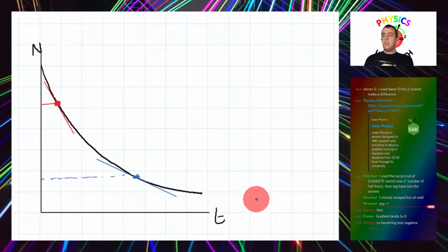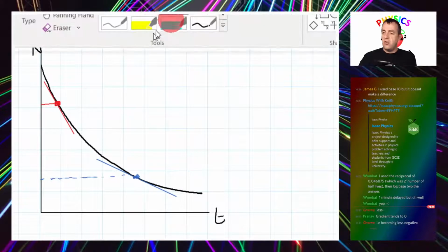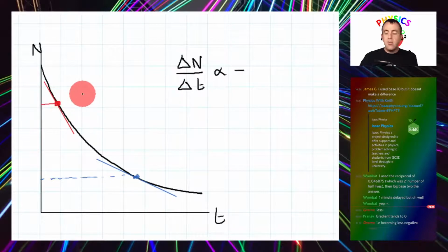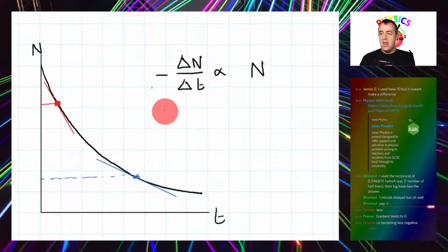So there's a relationship here, and what's special about these exponential relationships is that the gradient, the rate of change of the y-axis divided by the x-axis, is proportional to N. I'm going to put a minus here because this is a negative gradient. We could put the minus here and say the rate of change is negative, and that's proportional to a positive N, so that's why you end up with the minus there. But I'm going to put the minus here just because it's a little bit neater.